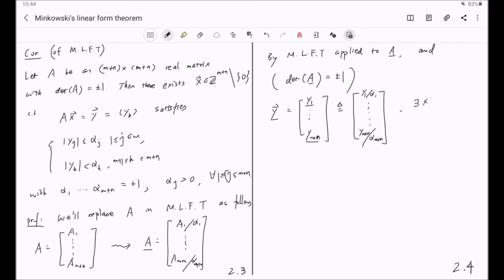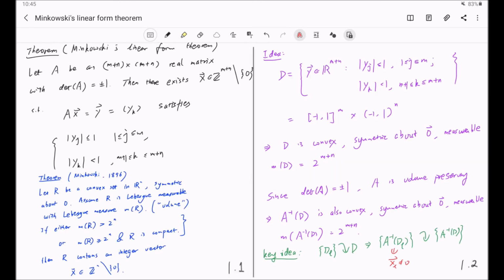there exists a non-zero vector x that is integer valued and non-zero such that the underlined A applied to x is equal to the underlined y. So here those y sub j's will satisfy the original boundedness condition for those components of y.